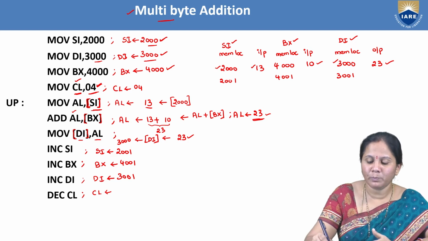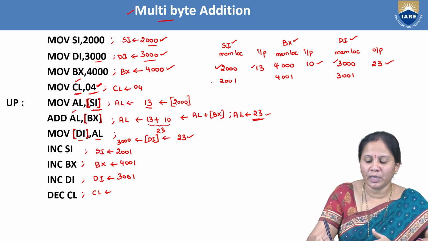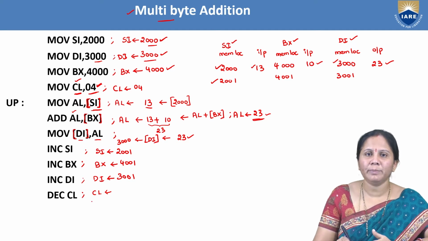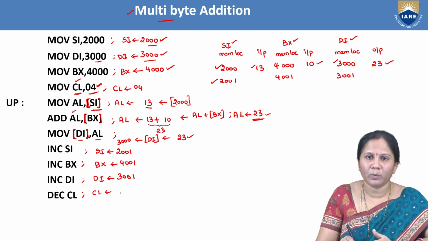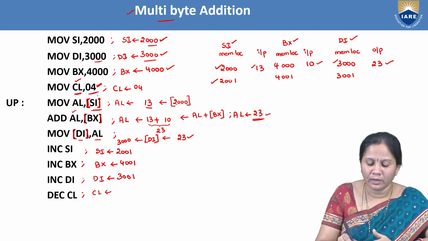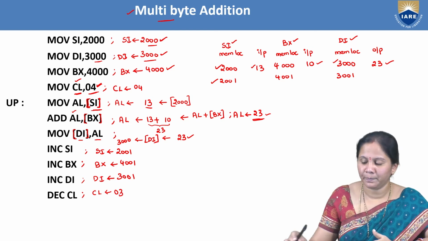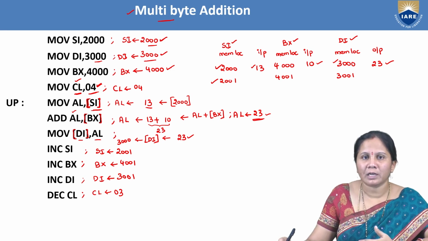Previously, one input addition operation has been completed. So in order to take the next input addition operation, we have to decrement the value of CL. The value of CL will be decremented by 1. Previously it is 4. Now if it is decremented by 1, it becomes 3. Like that for each addition operation, the counter value will be decremented by 1. At last it becomes 0 after all the input addition operations are completed.